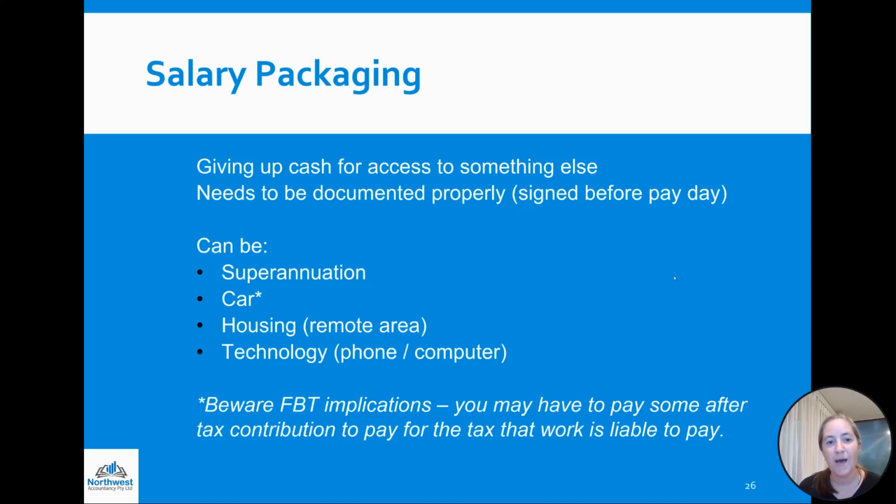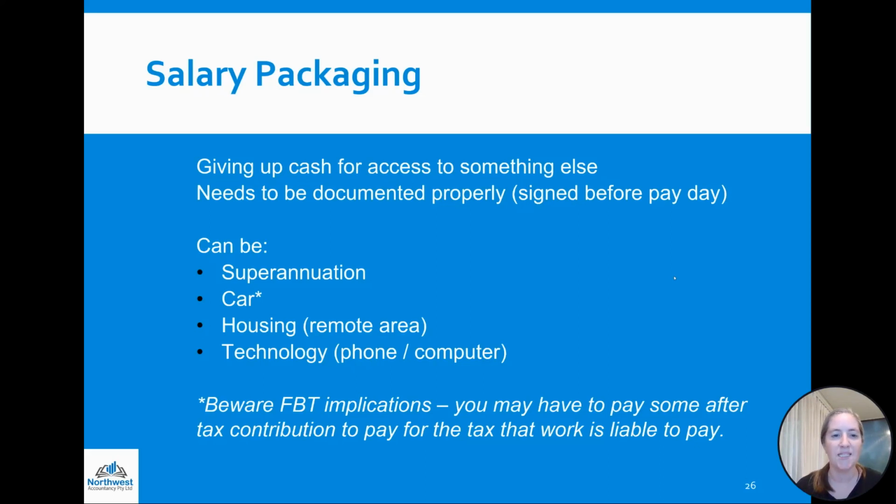So just be wary of salary packaging with vehicles because there may be some FBT, some fringe benefit tax implications. You may have to pay some of an after-tax contribution as well as the salary packaging contribution, which is before tax contribution. And so some of the calculations I've seen from salary packaging providers are saying, well, we'll take $500 out of your pre-tax, and we'll take $600 out of your post-tax. And I'm like, that doesn't work for you. So just be mindful if you are going down the car aspect, do your sums properly.